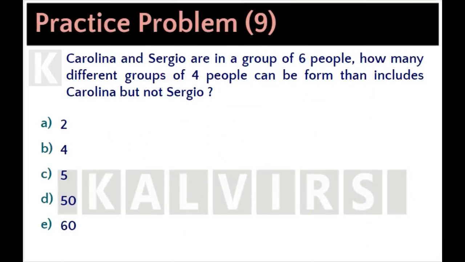Carolina and Sergio are in a group of 6 people. How many different groups of 4 people can be formed that includes Carolina and not Sergio? So first of all, is the order of the people in the group important? Since the order of the people in a group is irrelevant, this problem involves combinations. Now, Carolina must be in the chosen group of 4 people. So we get here Carolina.